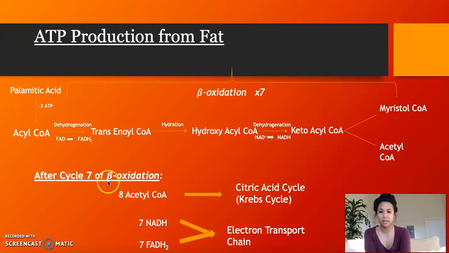At the end of the 7th cycle of beta oxidation, you have 8 acetyl coenzyme A. Take one from here, and after the 7th cycle here, you have 8, and it will bind to oxaloacetic acid, if you remember previously from ATP production from glucose, and then from there continue on to the citric acid cycle or the Krebs cycle, like what we discussed earlier. Additionally, we have 7 NADHs produced here and 7 FADH2s produced, both of which will go on to the electron transport chain to be oxidized and produce ATP, just like ATP production from glucose.